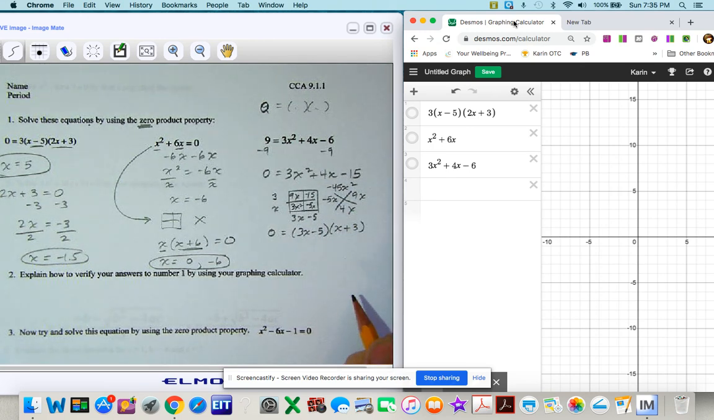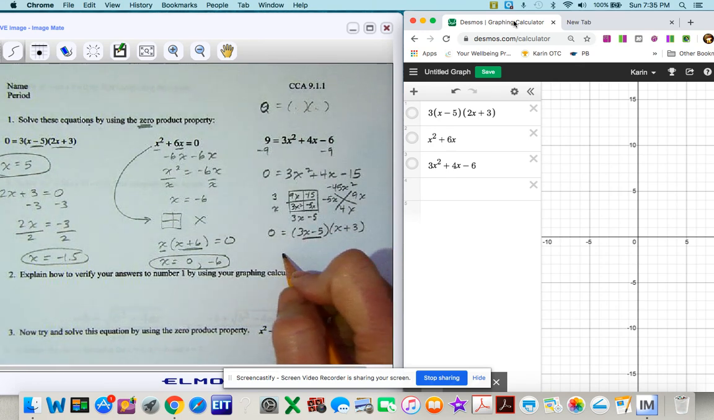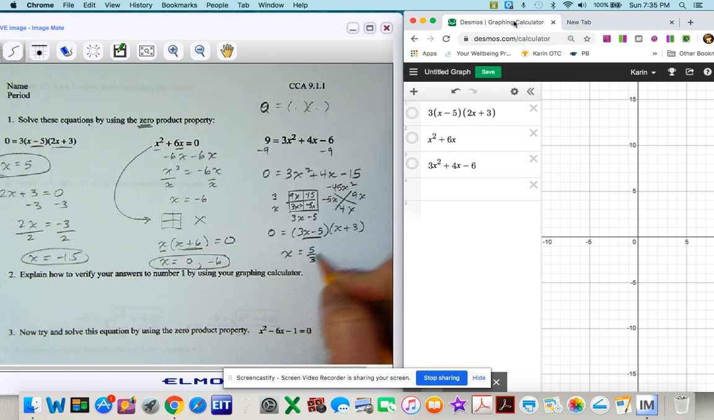Okay, so now I can use my zero product property. What would make this factor equal to 0? Well, x would have to be 5/3. What would make this factor equal to 0? X would have to be -3. So those would be my two solutions now.